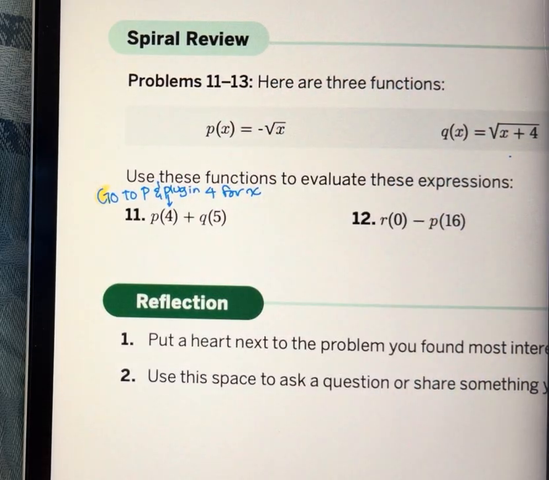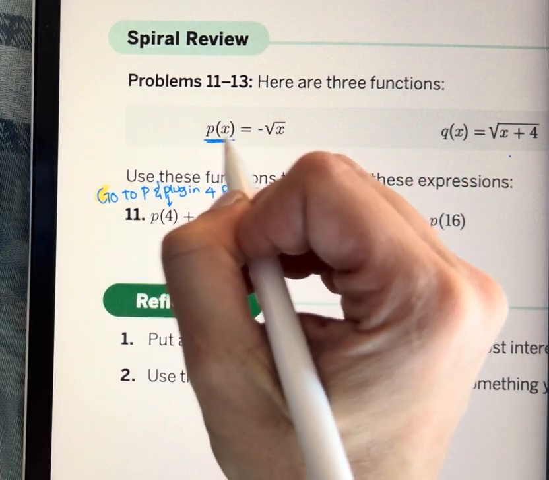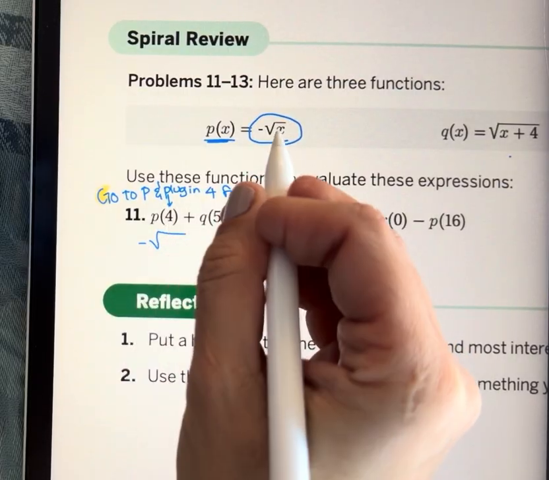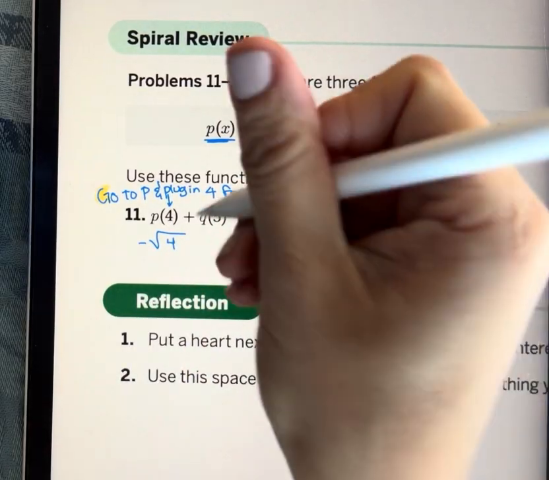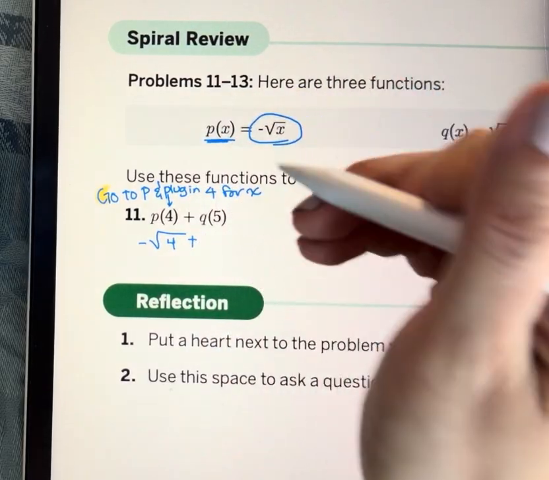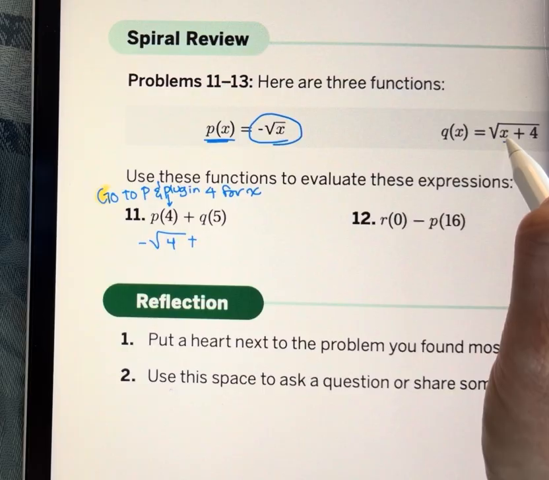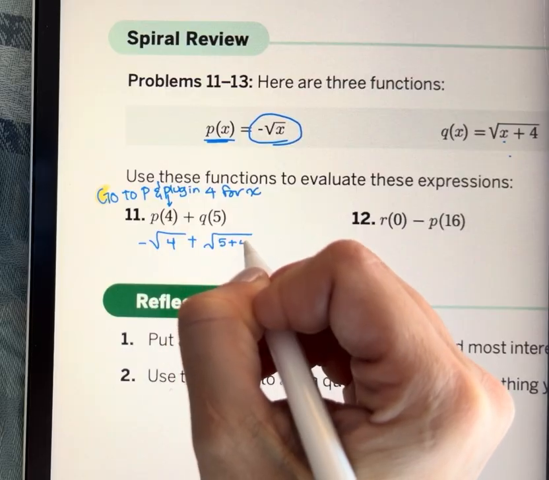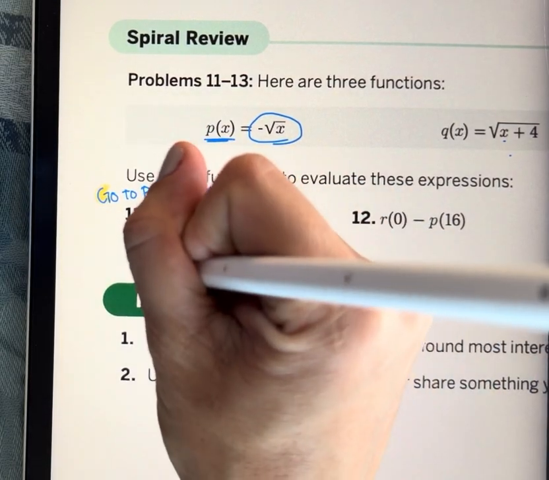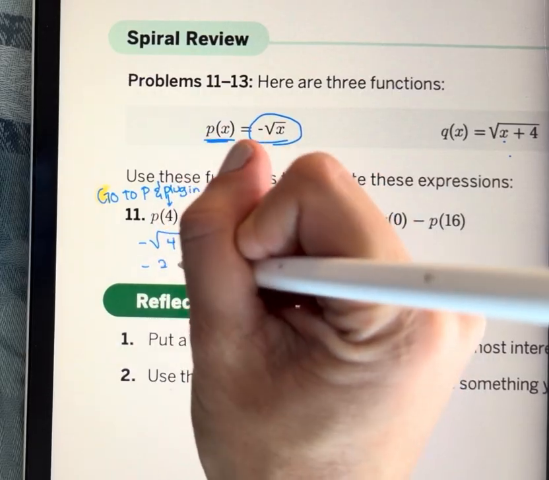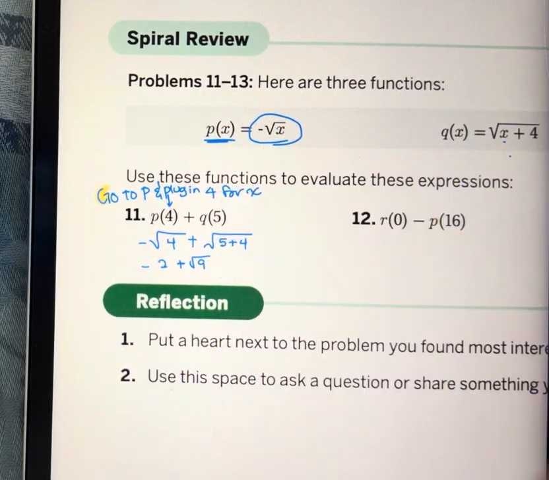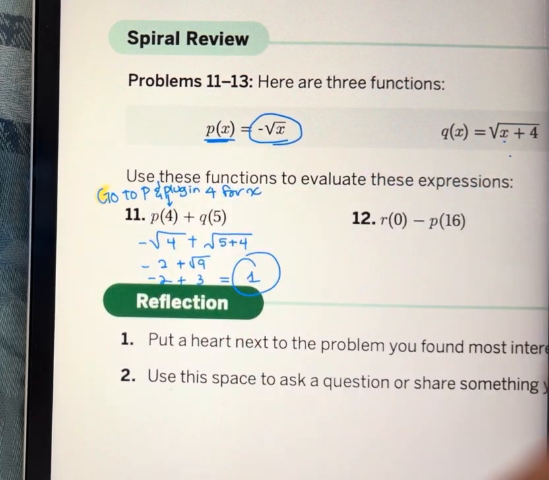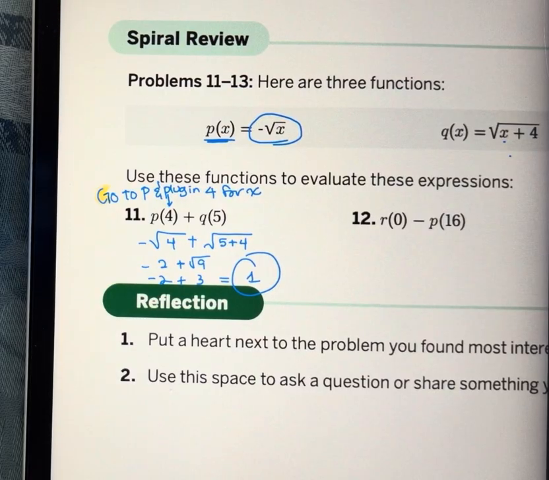Remember, the number inside the parentheses is X. So here's P. Here's what it equals. And I'm going to plug in 4 where X is, just like that. And then it's plus. Now Q of 5 means go to Q and plug 5 in for X. So that's this with a 5 where X is. And now we simplify this. So this is negative. Square root of 4 is 2. Plus 5 plus 4 is 9. And square root of 9 is 3. And all of this equals 1. P of 4 plus Q of 5 ultimately equals 1.